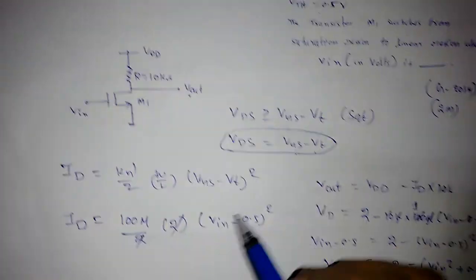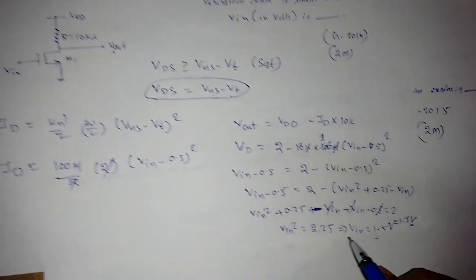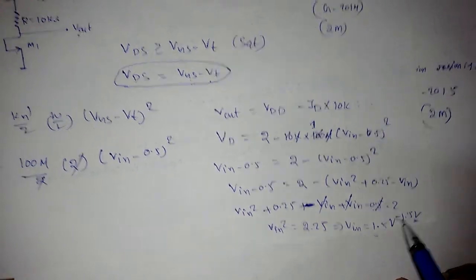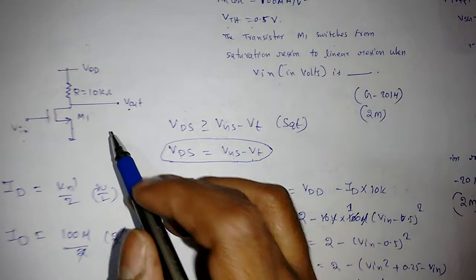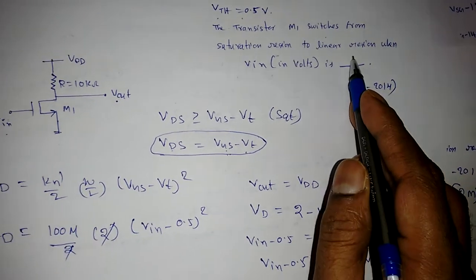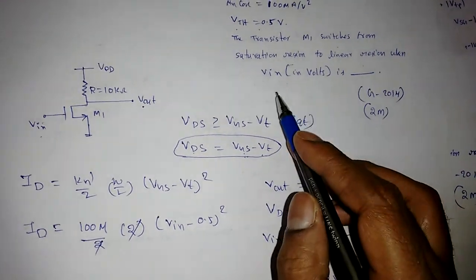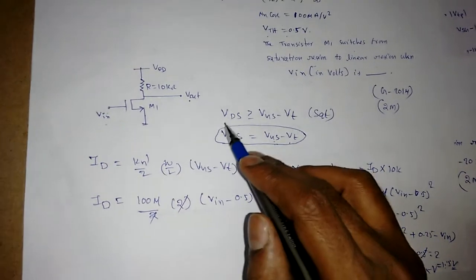So again this is the condition for saturation region. If Vin is greater than 1.5 volt, then the transistor will enter from saturation into the linear region. So this is how to solve some problems on the MOSFET, right?